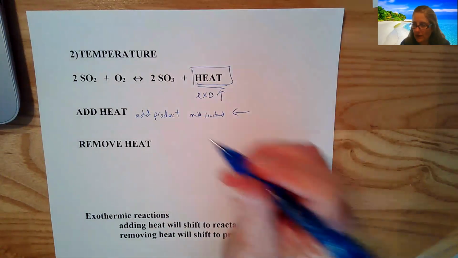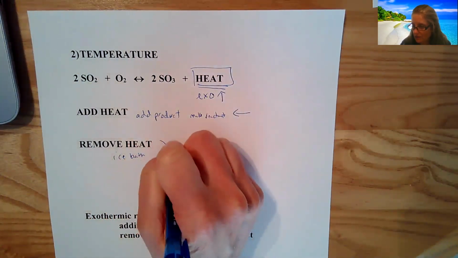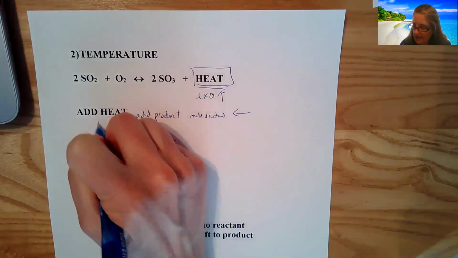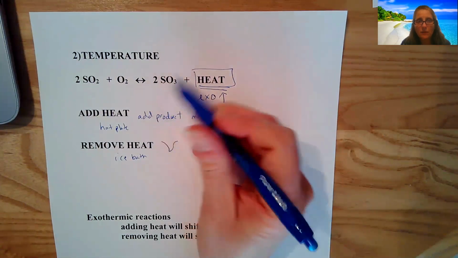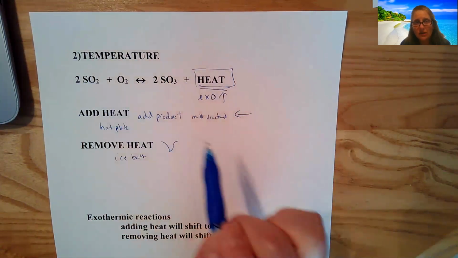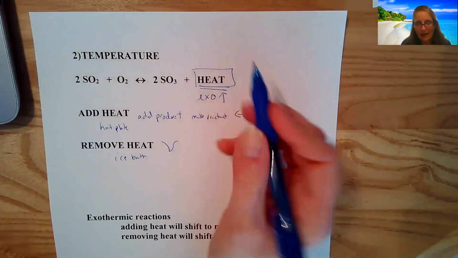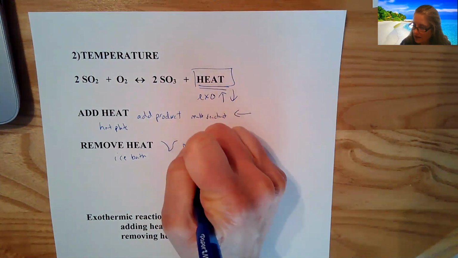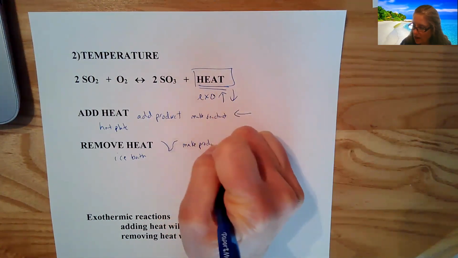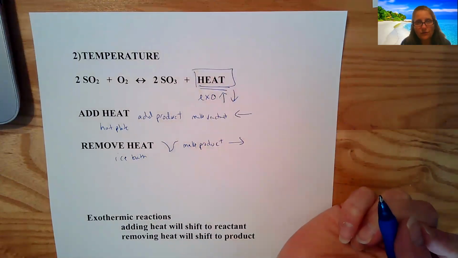Same idea with removing heat. Let's say I'm putting it in an ice bath. So I'm digging a hole. Adding heat's easy, I could say I put it on a hot plate. That's easy to understand. But if I'm removing heat, so if I have this reaction taking place in a container and I put it in an ice water bath, I'm removing the heat. So the heat is going down in that case. So that means I need to make more product to fill up that hole. So that means it's going to shift right.